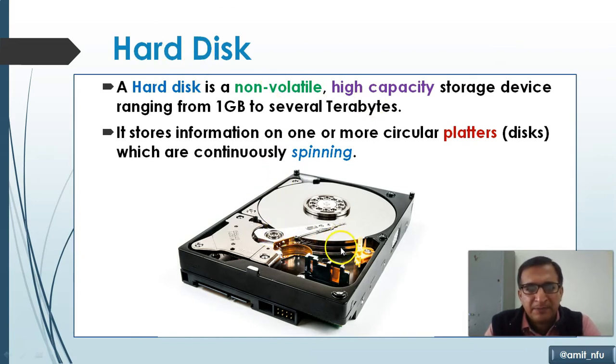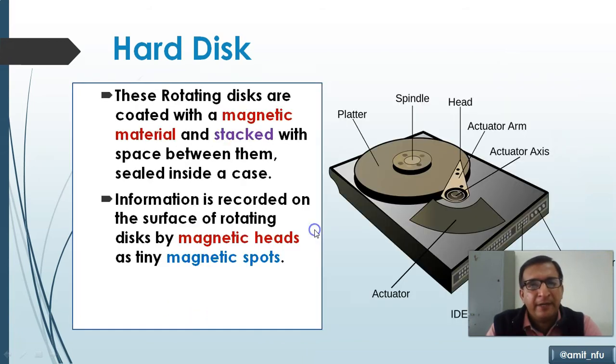In this diagram, you can see there are circular platters stacked one upon another, and here is a spindle around which they spin continuously. This one is the head which is used to read and write, and the actuator arm is there to control this head. And here are the data transfer and the power supply connector points.